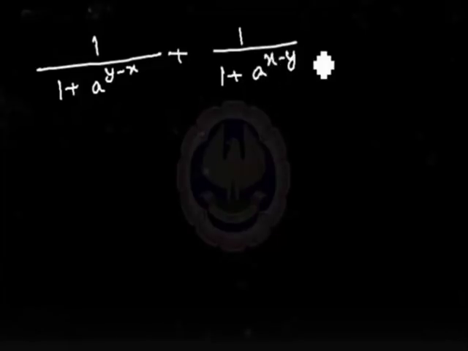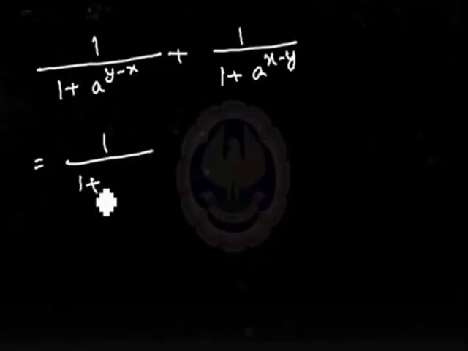Next question, MCQ 42. The value of 1 by 1 plus a to the power y minus x plus 1 by 1 plus a to the power x minus y is given by. This is simple. Let's solve. 1 by 1 plus a to the power y minus x plus 1 by 1 plus a to the power x minus y. So as we see something like a to the power y minus x, obviously we know x to the power a by x to the power b is equal to x to the power a minus b.